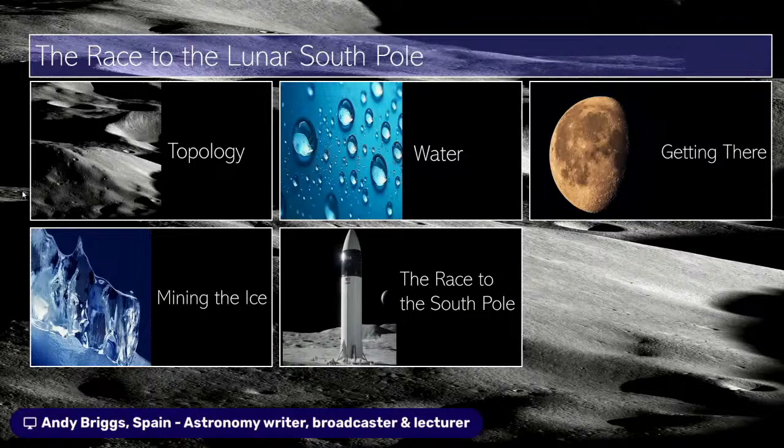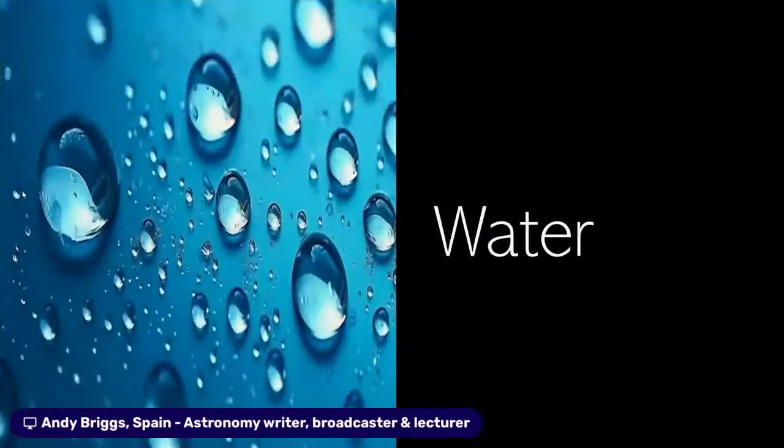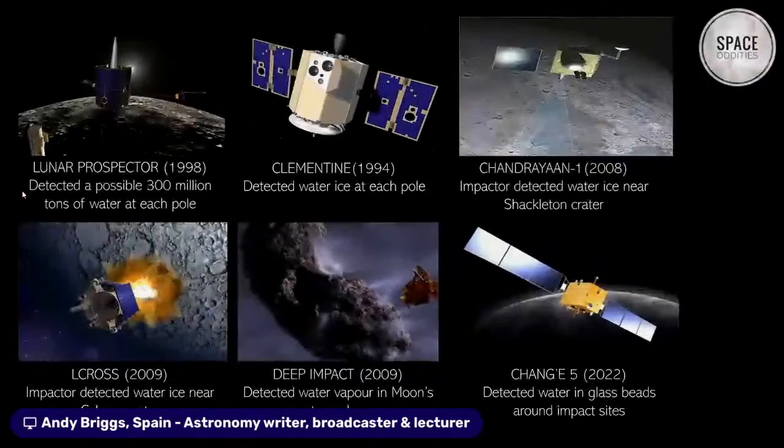And this brings us to the topic of, believe it or not, water, because a lot of water has been discovered, not just at the South Pole, but at the North Pole of the moon as well. Now, these are just some of the spacecraft that have detected it. Lunar Prospector, I think, was the first in 1998, and it detected a possible 300 million tons of water at each pole, so 600 million in total. Then we got Clementine in 1994, which detected water at both poles.